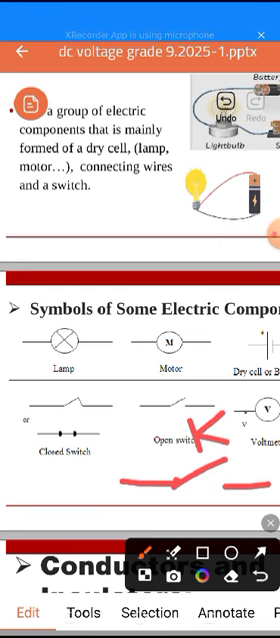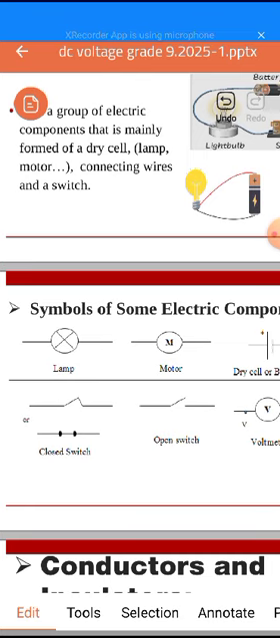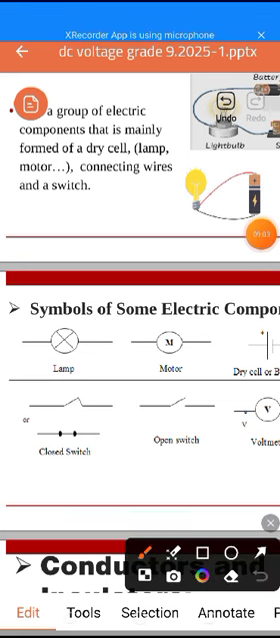Now the closed switch. The closed switch has two symbols. You are free to use either one of them. The first symbol is like the open switch, but we close it. Or to make it easier, since when the switch is closed, it acts as a connecting wire, we can draw it like the connecting wire, but to differentiate it from the connecting wire, we put 2 points. So that's a closed switch.